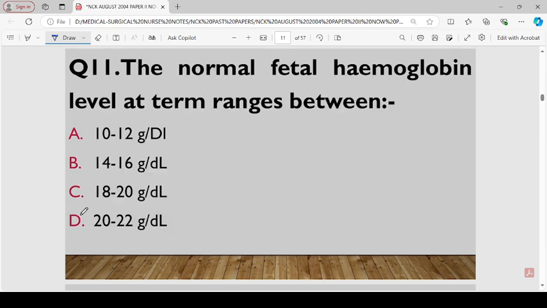Okay. Number 11. The normal fetal hemoglobin level at term ranges between how many grams per deciliter? Number A, this is very low for that neonate, right? And number D, this is very high, extremely high. Somebody could be suffering from polycythemia, right? The correct range will be 14 to 16 grams per deciliter.